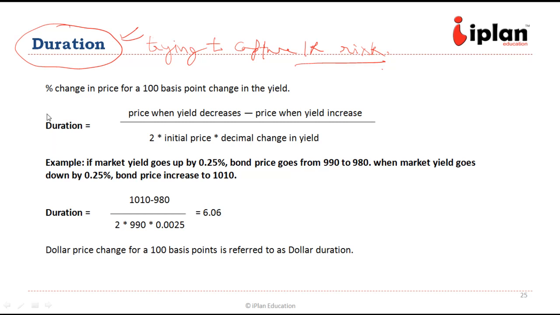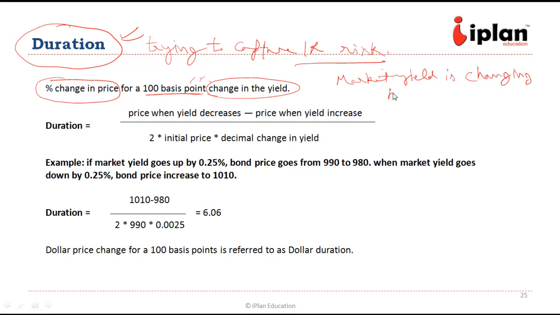So the duration can be defined as the percentage change in the price of the bond for a 100 basis point change, or 1% change in yield. So if our market yield is changing by 1%, by what percentage should our bond price change? Bond price percentage change, this is what our duration is.